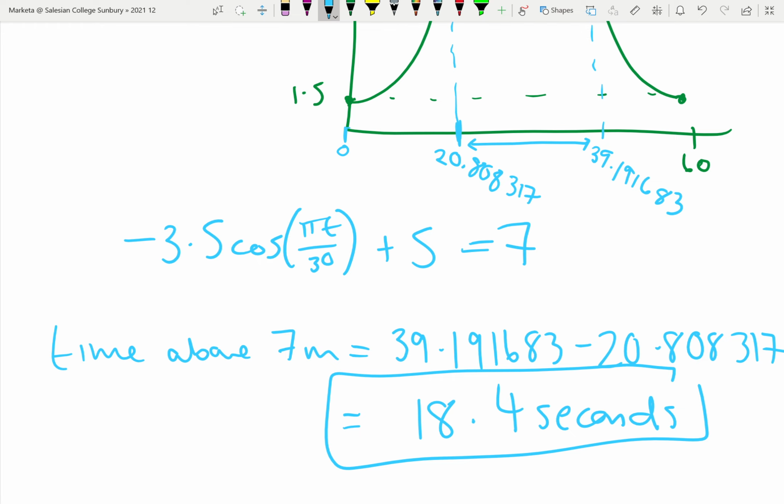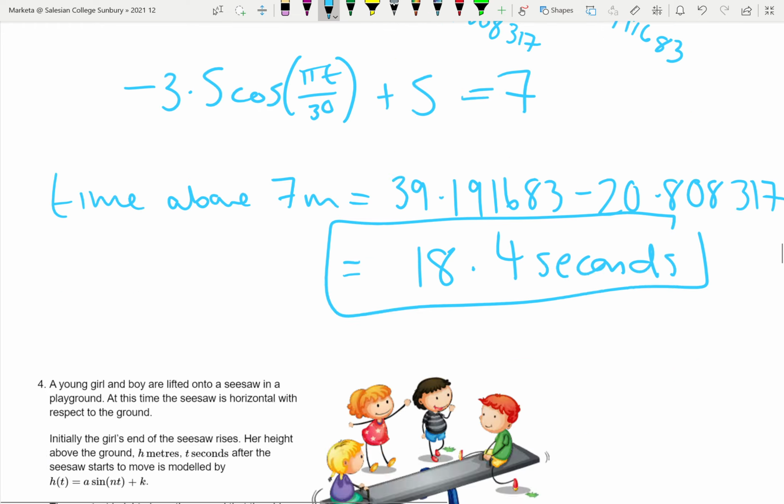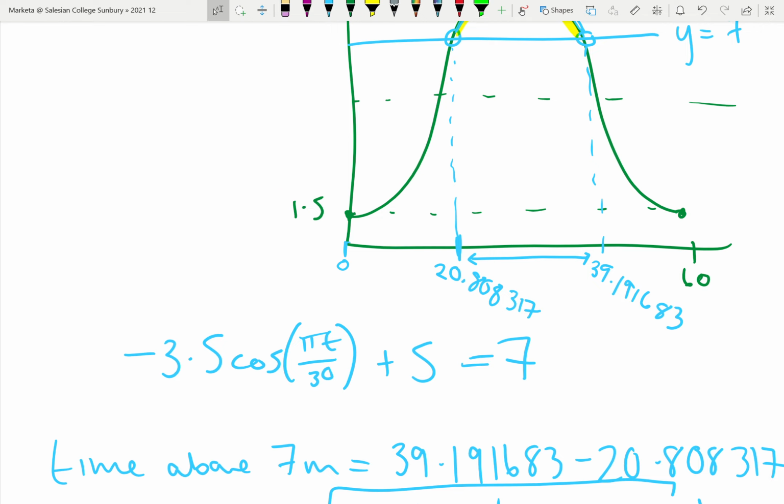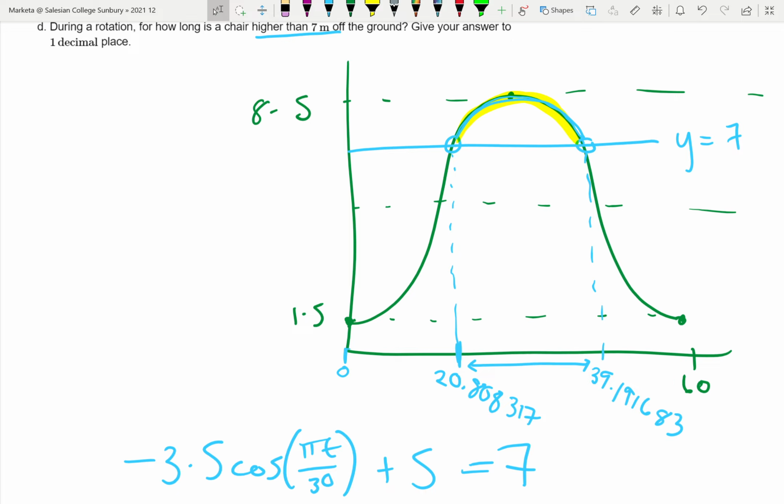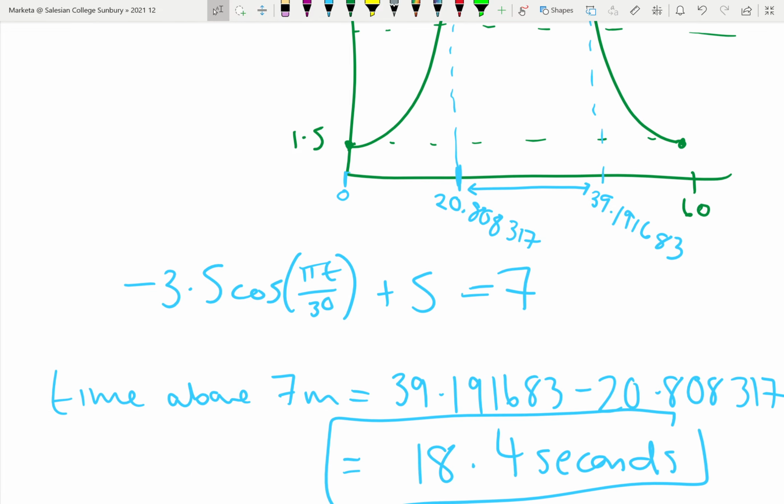Right, so it's not too hard, this sort of question, but it's common. So you definitely want to know how to find the time between, because it comes up quite often. That's the end of question 3. I'll do the next ones in another video.